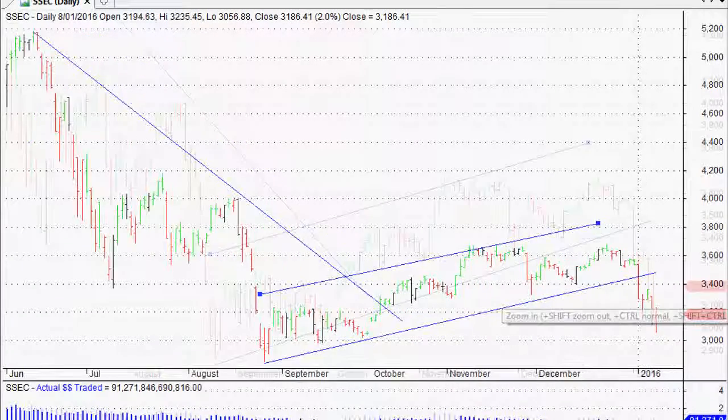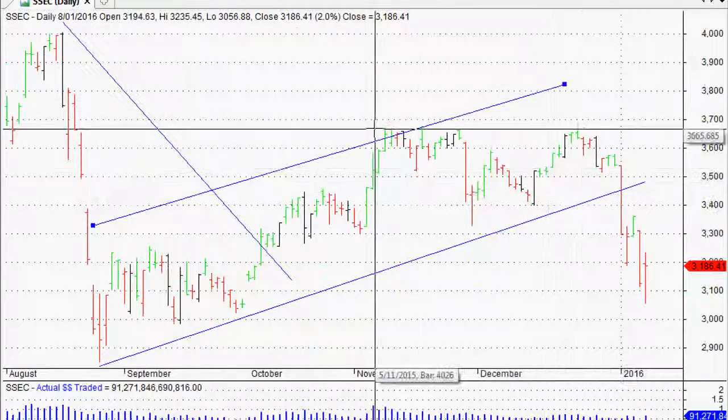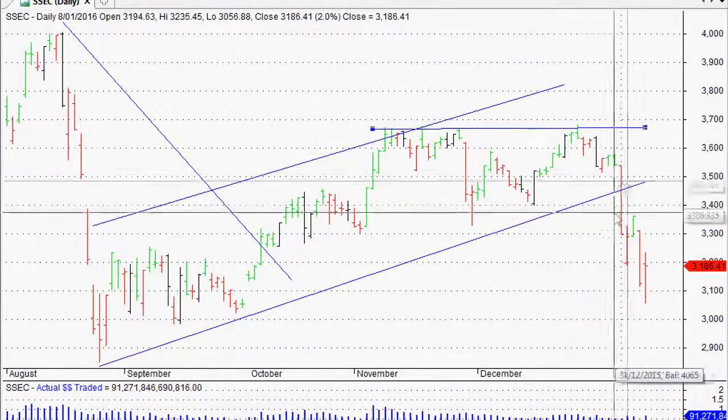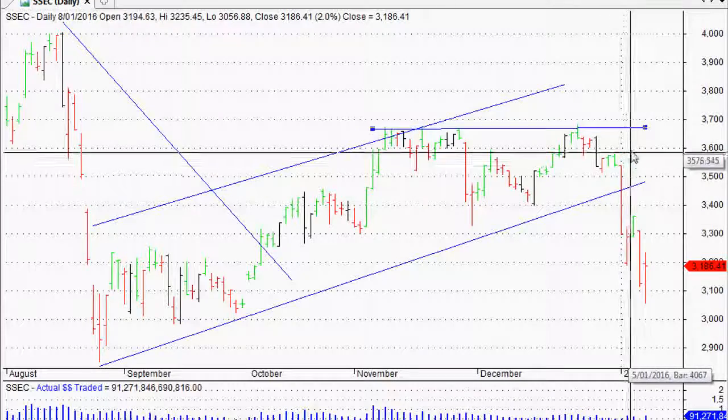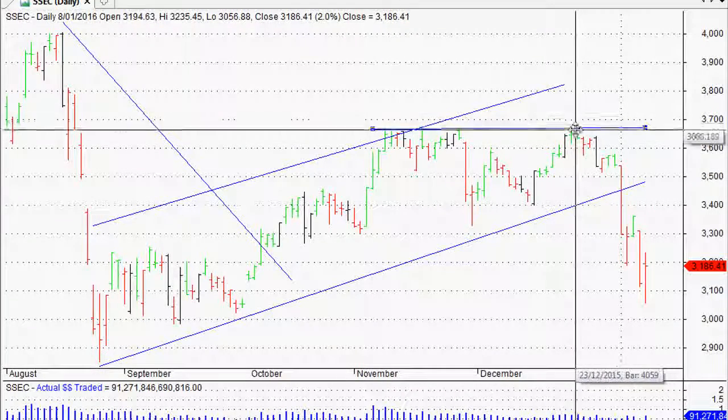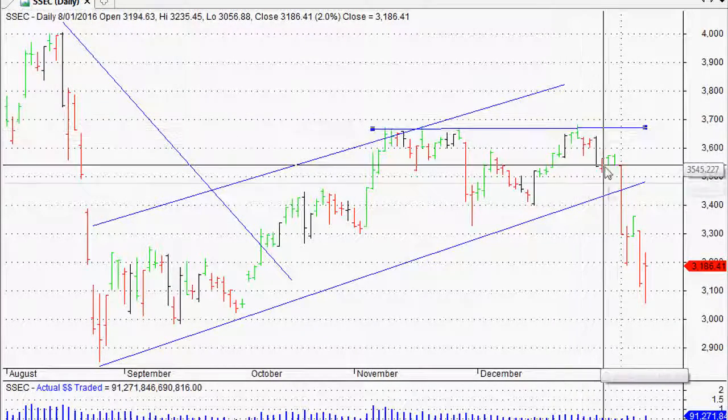Now, literally last week, it was starting to show promise of moving upwards, but it could not close above that level, which was sort of your breakout level there. It did peak above it, and then that was when things really started to break down.